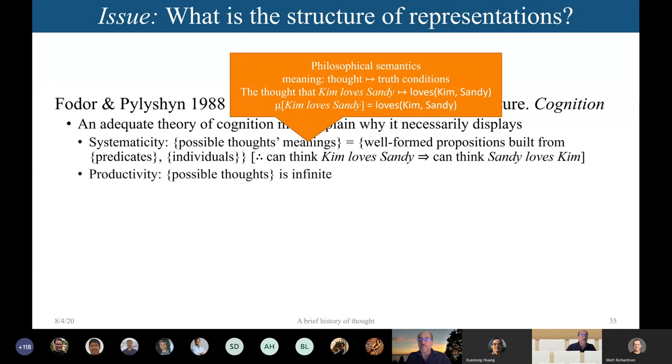The second property of cognition that a theory must explain, according to Fodor and Pylyshyn, is productivity. The set of an agent's possible thoughts, and hence of possible meanings, is infinite.